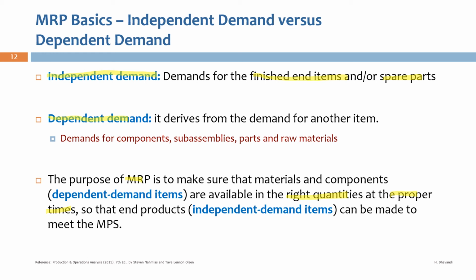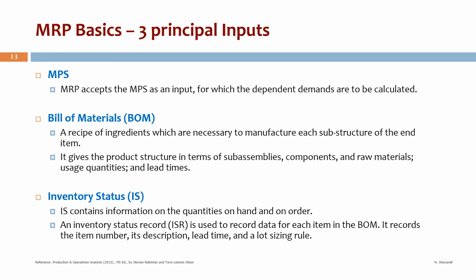So yeah, right quantities at the proper time, so that end products, I mean the independent demand item, can be made to meet the MPS. Okay. Now we will see what the 3 principal inputs for MRP are. The MPS, the master production schedule, will be the first input for MRP. By having the MPS, we will have the independent demand of the end item, and then based on that we can calculate the dependent demands.